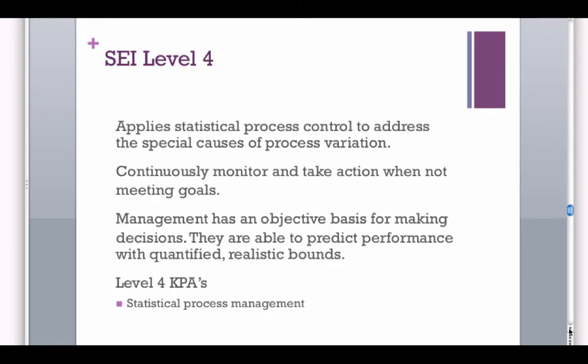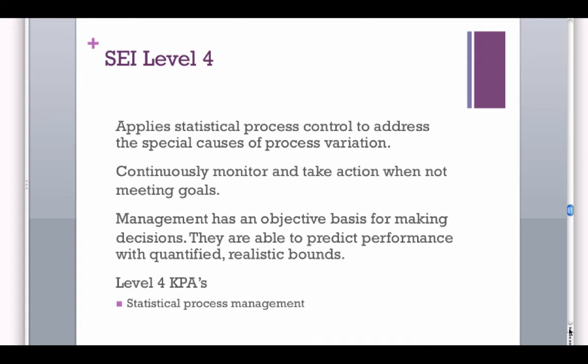Okay, at level 4, level 4 applies statistical process control to address the special causes of process variation. We continuously monitor and take action when not meeting our goals. Management has an objective basis for making decisions. They're able to predict performance with quantified, realistic bounds.